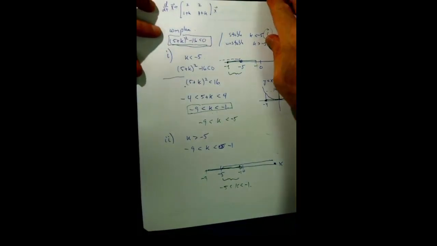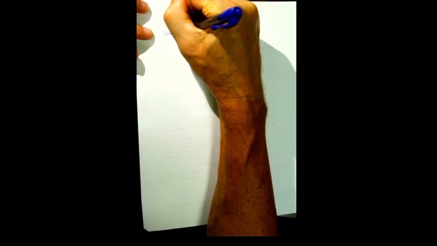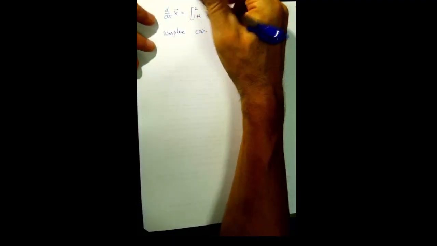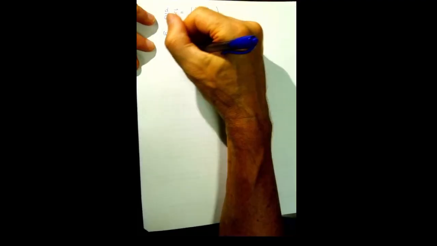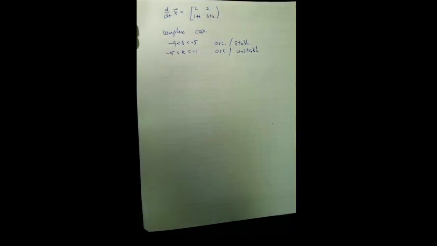Okay, so what do we have at this point? The ODE system is still the same. We have the complex case that if k is between minus 9 and minus 5, we have oscillations and it's stable. And if k is between minus 5 and minus 1, we have oscillations and unstable.